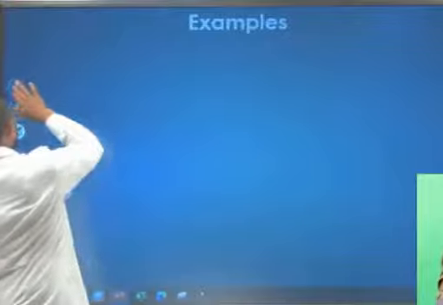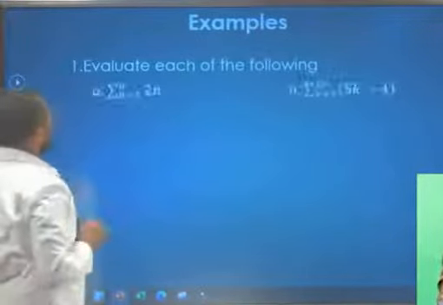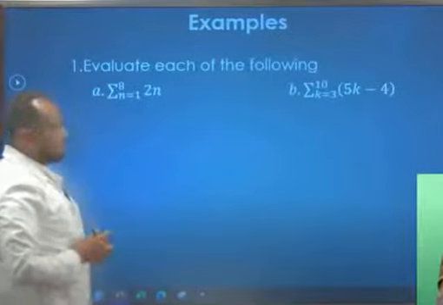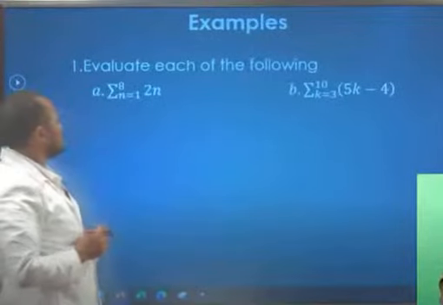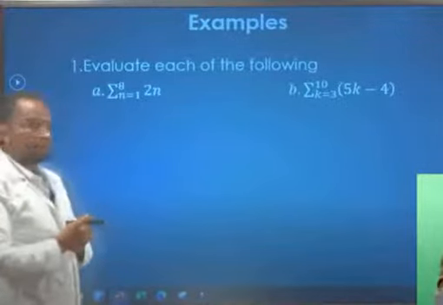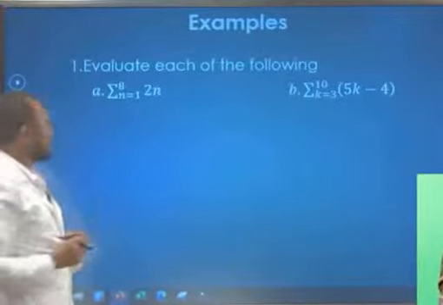Okay, let's see examples. Let's try this one. Evaluate each of the following. Let's start from this one, the summation of 2n, where n starts from 1 up to 8. Let's see this one together first.